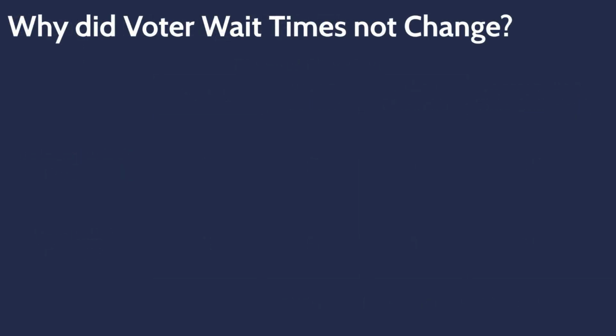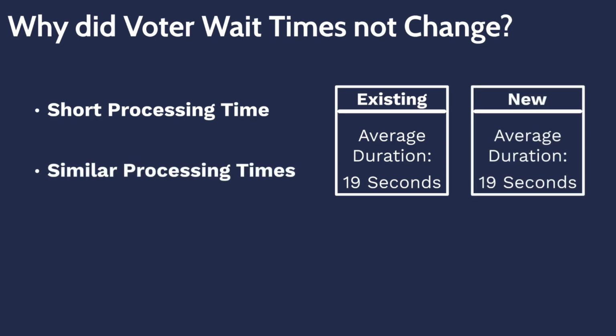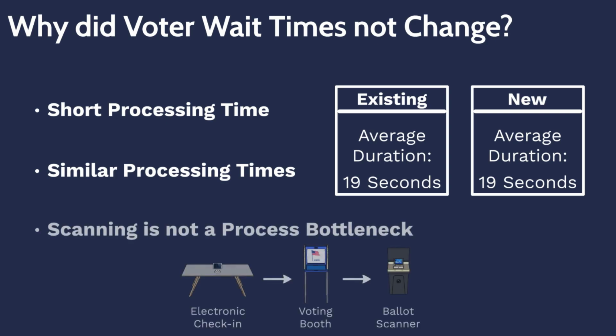3 factors are likely to contribute to the lack of change on voter wait time when a new ballot scanner is used. First, both the existing and new ballot scanning processing times are short, taking less than 20 seconds to scan a ballot on average. Second, both ballot scanner processing times are fairly similar, with the majority of ballot scanning taking approximately the same time to complete. The third factor is that the ballot scanning step is not the bottleneck of the voting process. This means that the slight changes to the ballot scanning step are less likely to impact the overall process wait time.